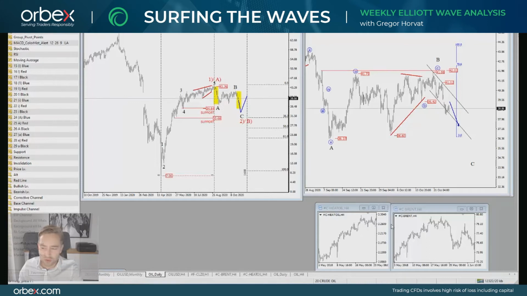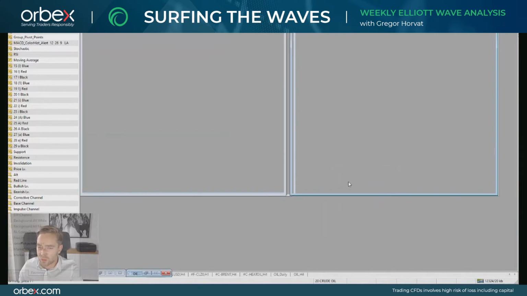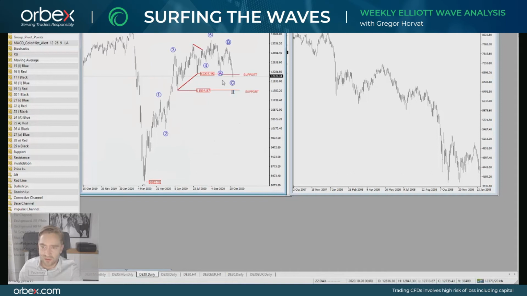Now let's take a look also at the German DAX. Now DAX is coming to the downside in line with US stocks, but US stocks did not see any aggressive sell-off, while German DAX took out this support here.